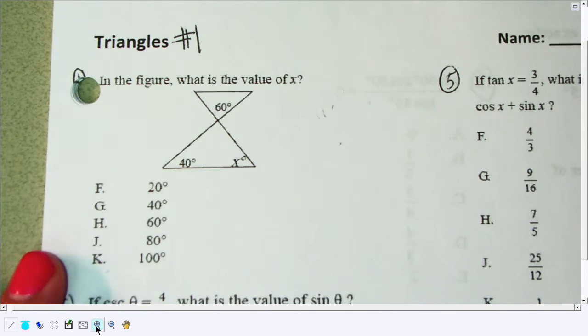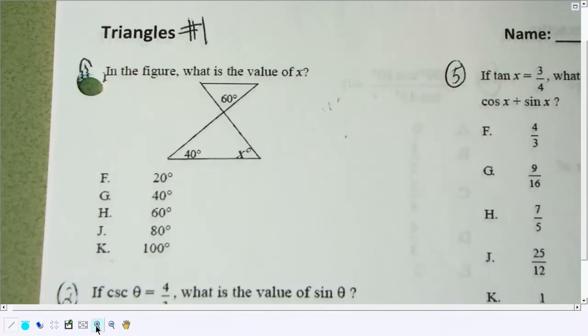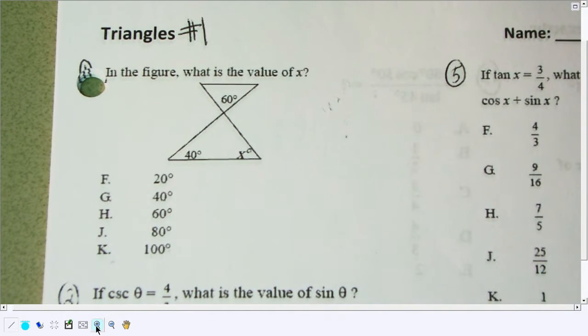All right, this video is about triangles, and it's the triangle number 1 practice. So this kind of incorporates all of that information we learned about triangles, as well as a little bit of a trick. So in the figure, what is the value of x? So in this problem, you actually have to recognize some angle properties, angle pairs.